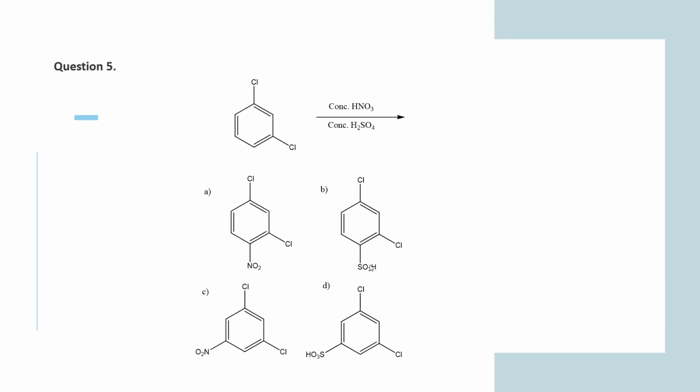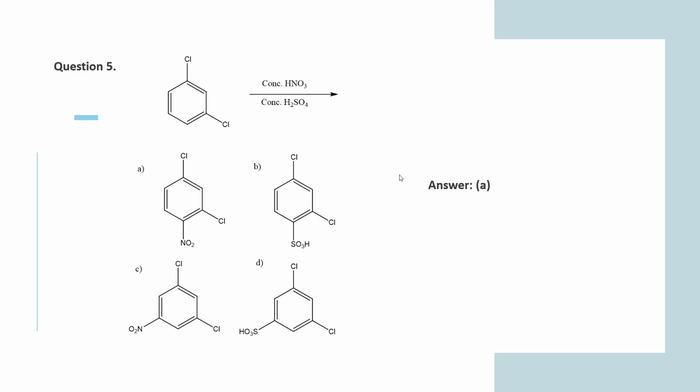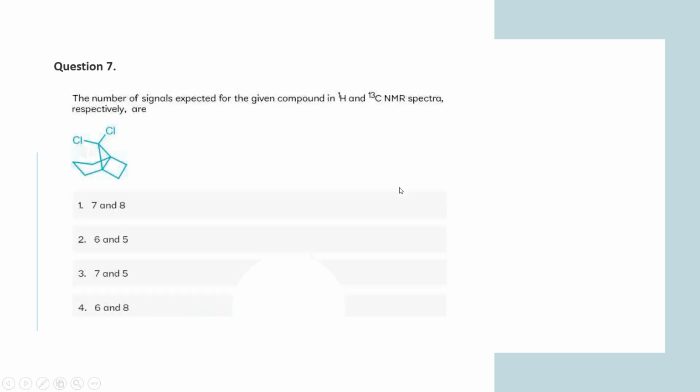After that, we discussed the ortho-para directing effect of the chlorine atoms by looking at the resonating structures, and we observed which positions in the dichlorobenzene were electron rich, which would attack the nitronium ion, and we saw that option A was the correct answer.